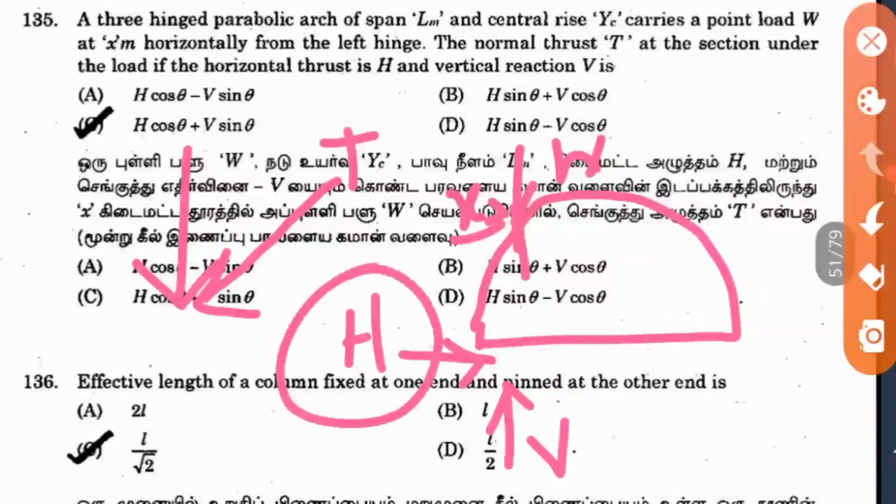With respect to this, keeping the angle as theta, they have written H cos theta and V sin theta. So H cos theta will be your horizontal component, and V sin theta will be your vertical component, so that the summation of these both will give you the normal thrust.